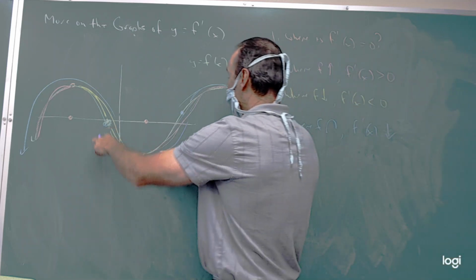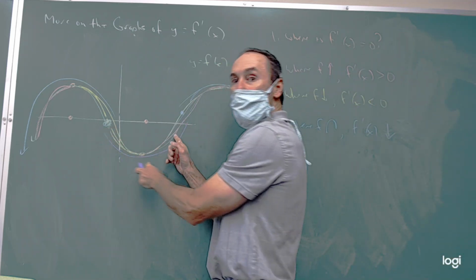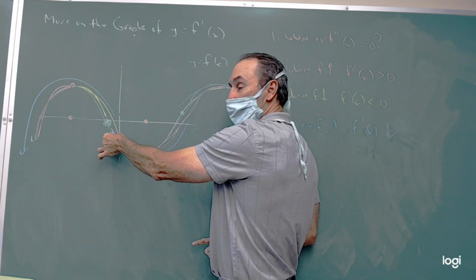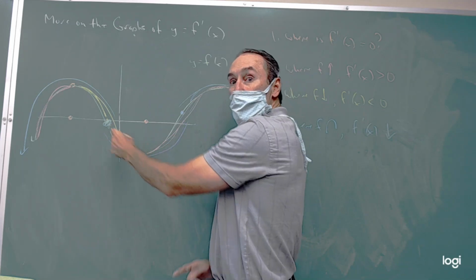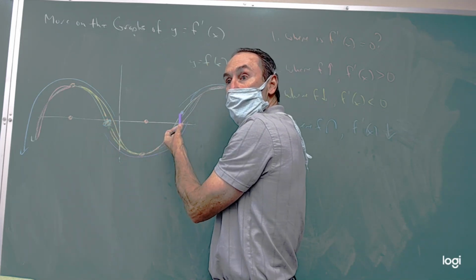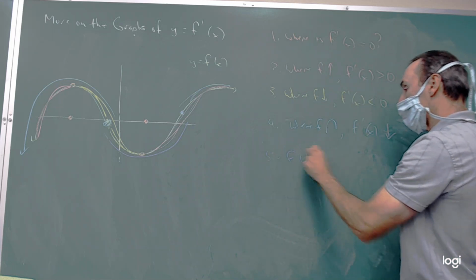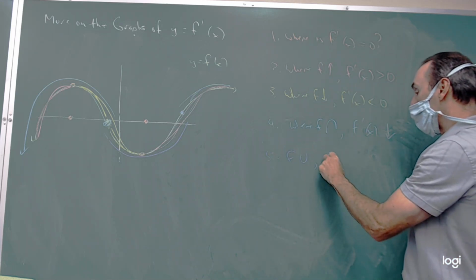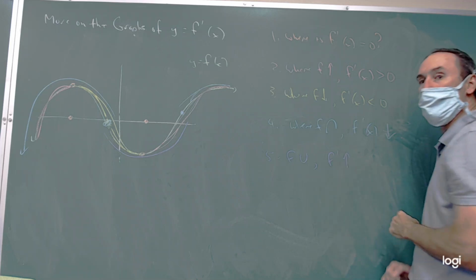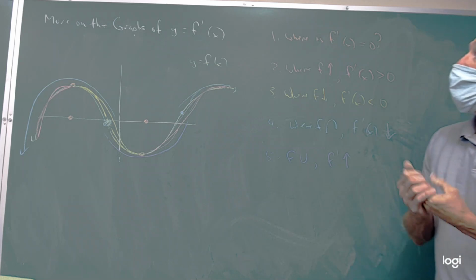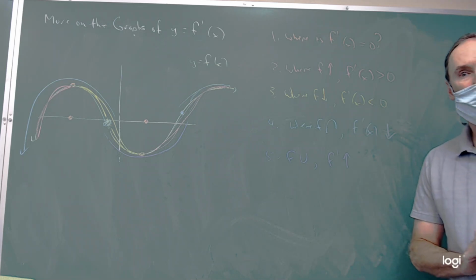And then on the part where the original function, the original graph, is concave up, you can see the slopes are going like negative, zero, positive. So they're getting bigger as you go from left to right. So where our original function is concave up, our derivative function is going to be increasing. And you can mark those up. Okay?